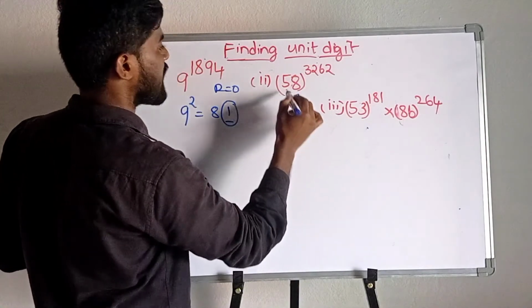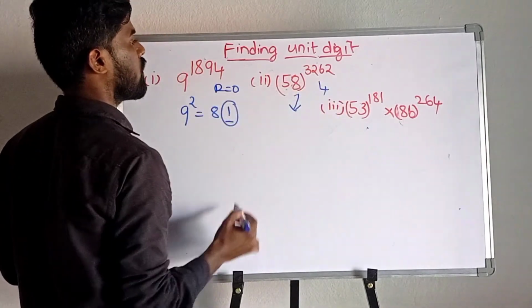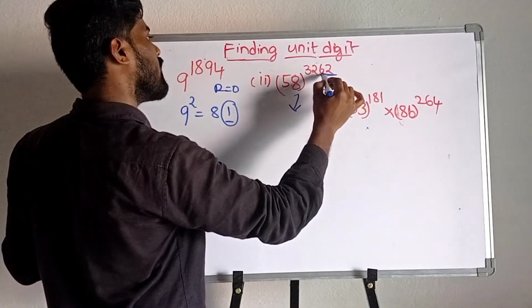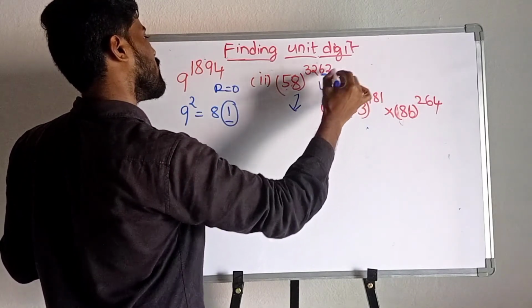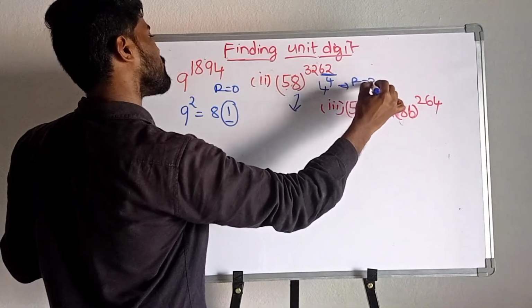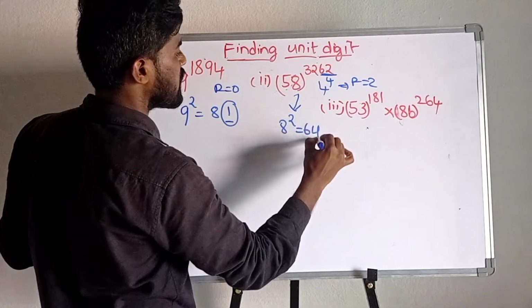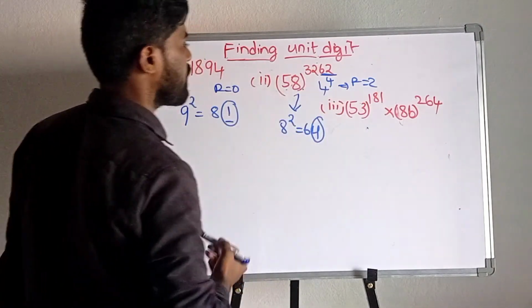In this case, the cyclicity of the number 8 is 4. Divide the power by 4. Here we have to divide the last 2 digits to find the remainder. The remainder is 2. 8 square 64. That means the unit digit in this case is 4.